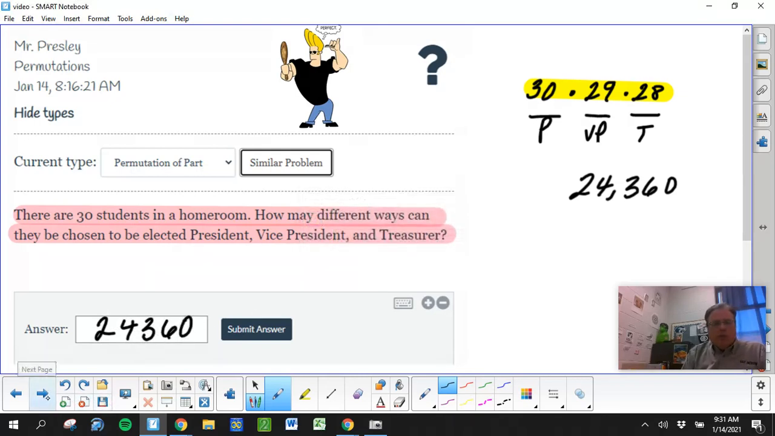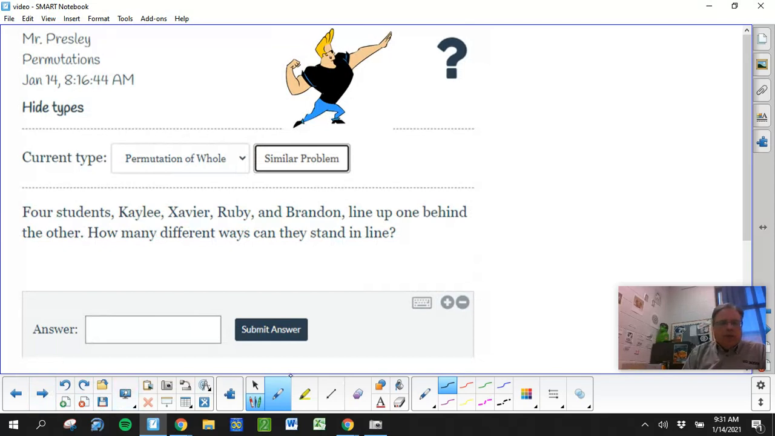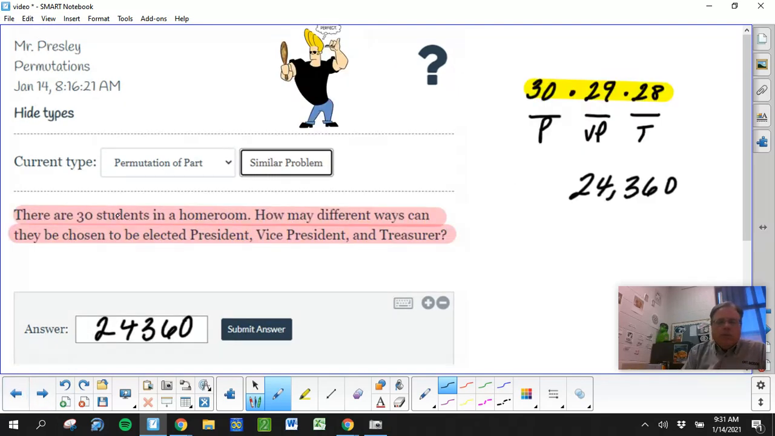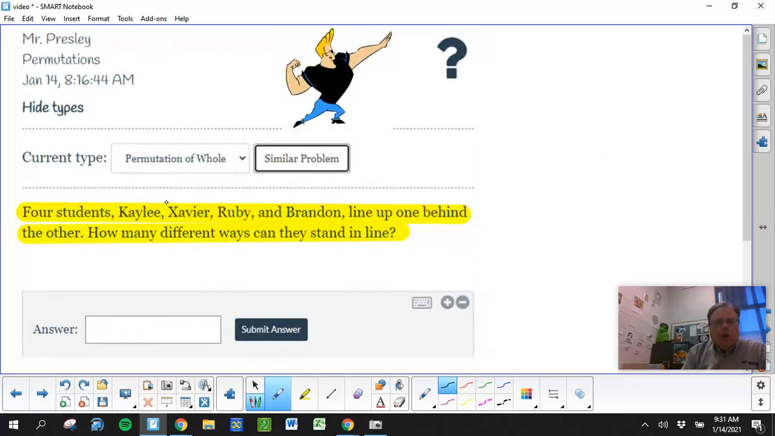All right, now I have one more problem for you, and that is sometimes they read a little bit different. So let's read this one. Four students, Kaylee, Xavier, Ruby, and Brandon, line up, one behind the other. How many different ways can they stand in line? Now, in the last one we had 30 people, but remember 27 of those didn't get an office. They were just left out. This time, though, all four people are included. We're going to end up with everybody having a spot.